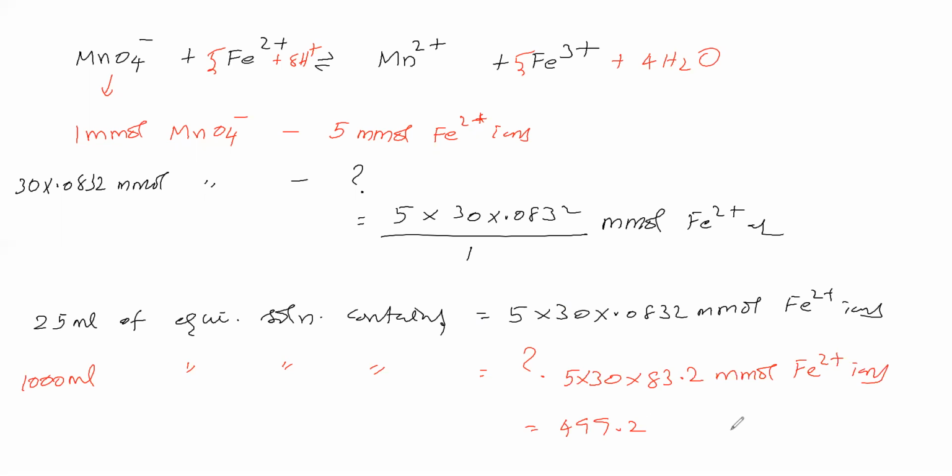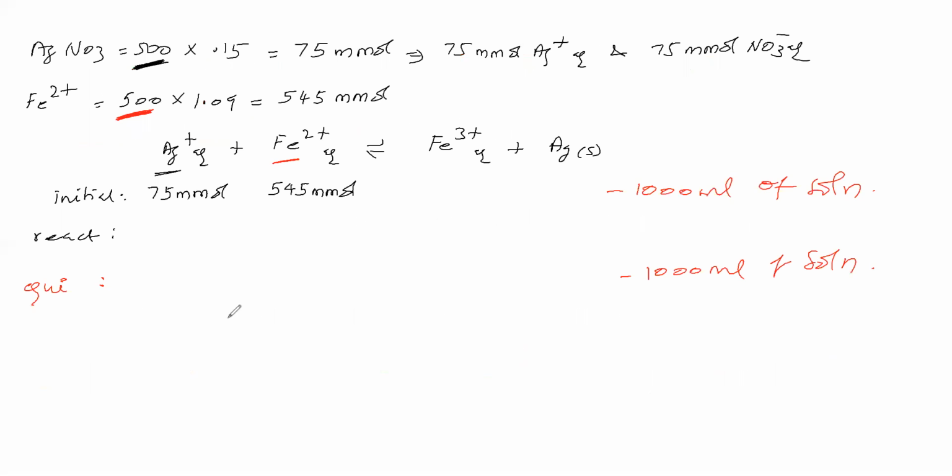So now we got how many millimoles of Fe2 plus ions are there at equilibrium: 499.2 millimoles present. How much Fe2 plus ions did we take initially? 545 millimoles of Fe2 plus ions initially. At equilibrium this much is remaining. So how much reacted? 45.8 millimoles of Fe2 plus ions reacted. So Ag plus will react the same, 45.8.